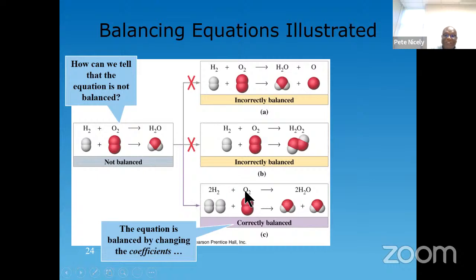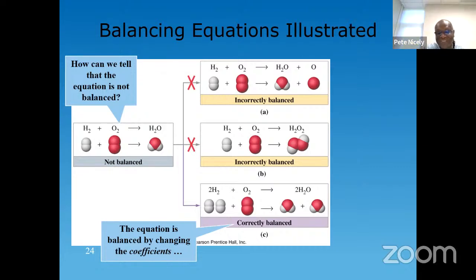And here we have 2 oxygens here, and this 2 will multiply the oxygen here. So therefore, the number of oxygen atoms are the same on both sides. And that's basically how we achieve a balance in a chemical equation.